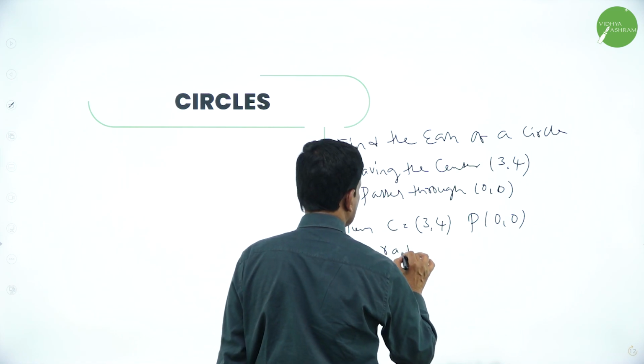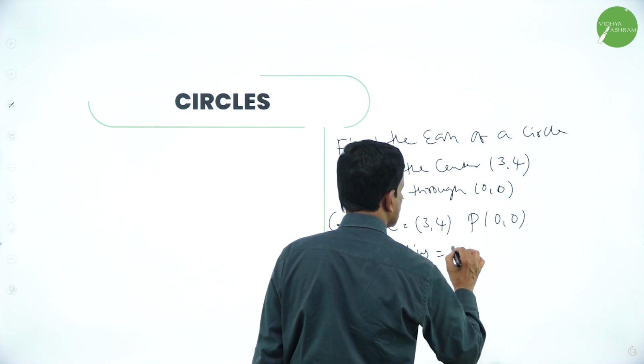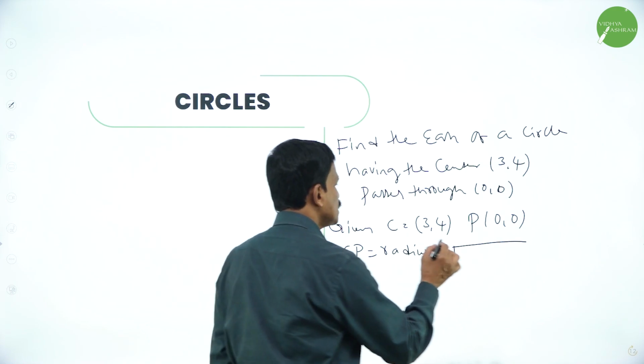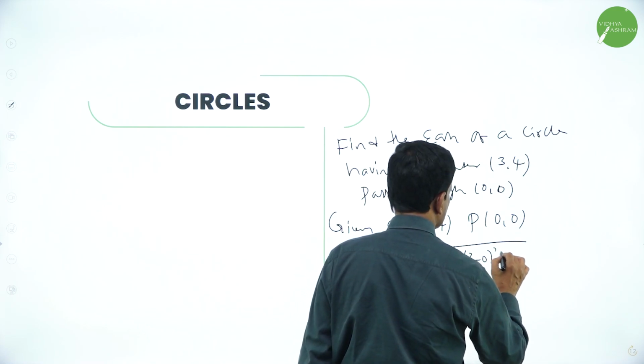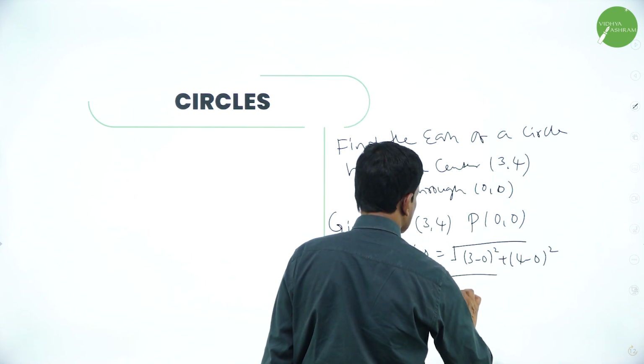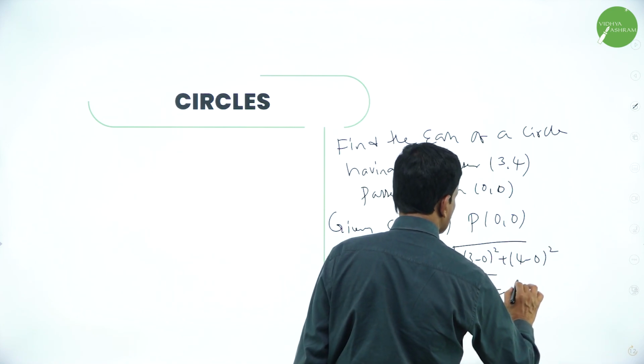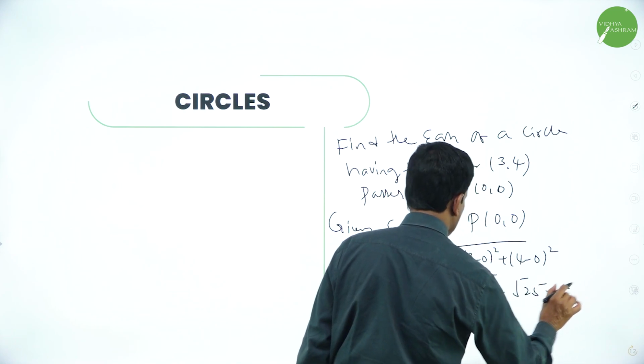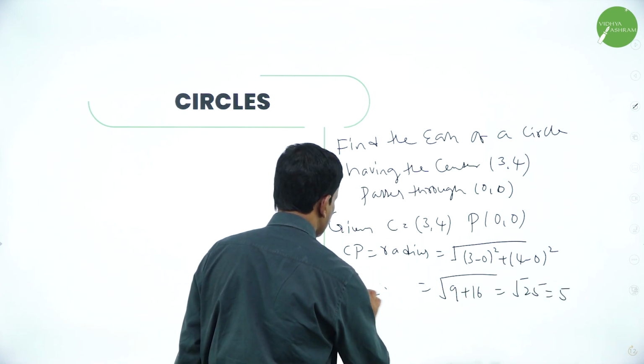CP is nothing but the radius. The radius is equal to the distance between these two points. So that is (3 minus 0) whole square plus (4 minus 0) whole square, that's equal to 3 square is 9 plus 4 square is 16, root 25, that's equal to 5. So the radius is equal to 5.